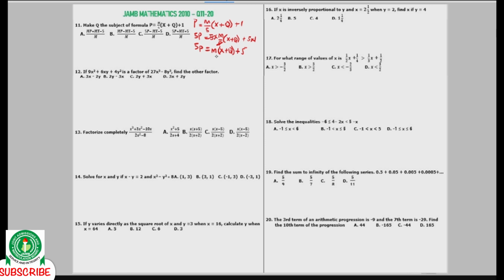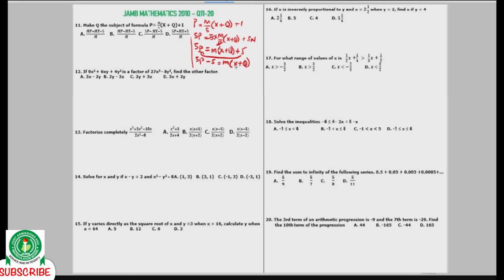Now the next thing is to collect the like terms. Make sure that your M open bracket X plus Q close bracket is on its own. So you transfer the 5 to the other side. So we have 5p minus 5, because when plus crosses this equal sign, it becomes minus, equal to M open bracket X plus Q bracket close. Now the next thing is to write this equation by expanding this, then equate it to this.